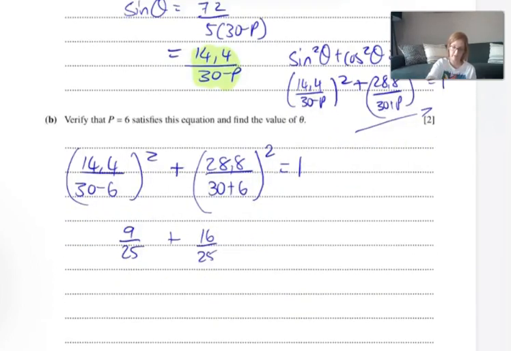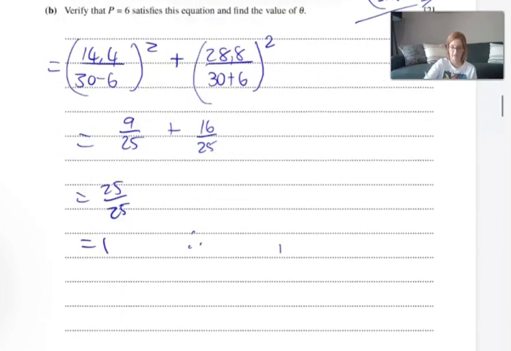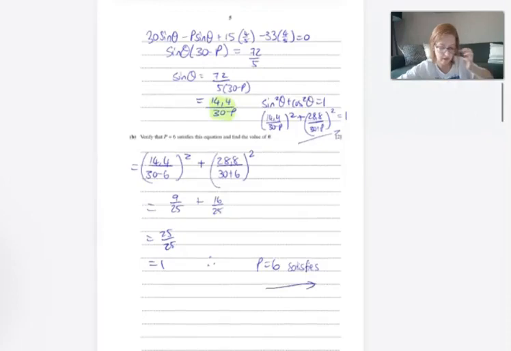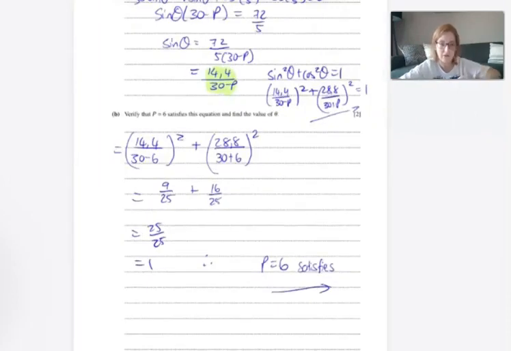Maybe I wouldn't say it's equal to 1. I would just pick the one side, and then I would say that's, maybe I would say 25 over 25, which is equal to 1. Therefore, p equals 6 satisfies. Okay, I'll probably just write something as short as that. Okay, find the value of theta.